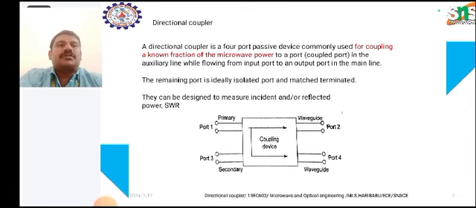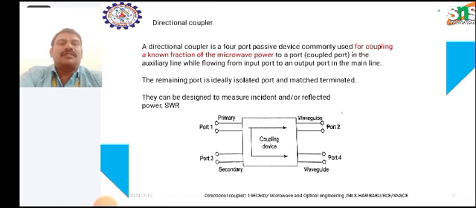A directional coupler is a four-port passive device commonly used for coupling a known fraction of microwave power to a port, the coupled port, in the auxiliary line while flowing from the input port to an output port in the main line. The remaining port is ideally an isolated port and match terminated. They can be designed to measure incident and or reflected power, SWR.